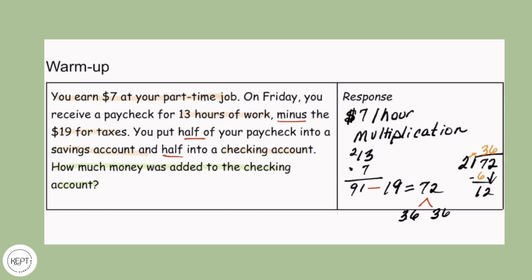So what we need to do now, just to ensure we are on the same page as what we're being asked to do, is label these. We have a savings account that gets 1/2 of the remaining balance, and we have a checking account that gets 1/2 of the remaining balance. So from there, in order to answer the question, how much money was added to the checking account, we can see the checking account received $36.